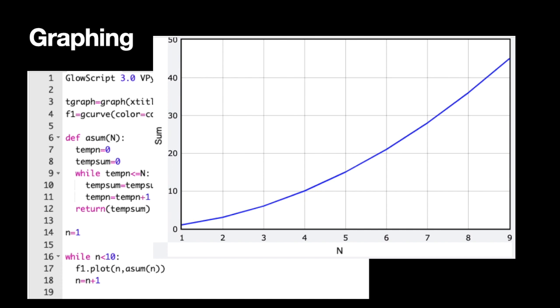And here's what I get. 1, 2, 3, 4, 5. Oh, it goes up to, I only did up to, well, it was less than 10, so I only went to 9. And there you go.